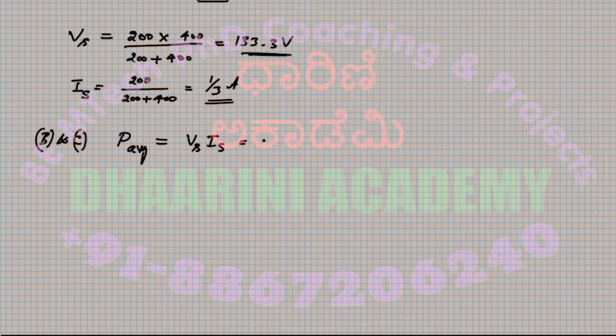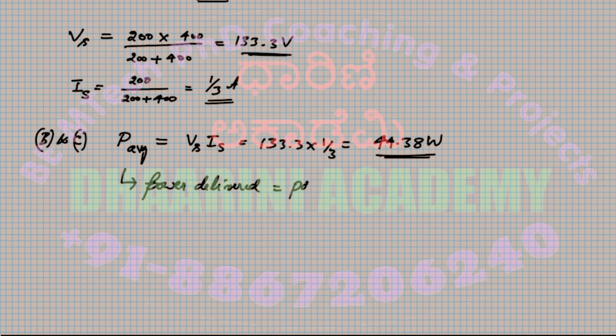So calculate this. I think Vs is calculated as 133. Please tell me how much you got. 44.38 watts. All right, fantastic. Now I got a power. This is the power that is delivered. Power delivered is equal to power supplied. Now we understood that.